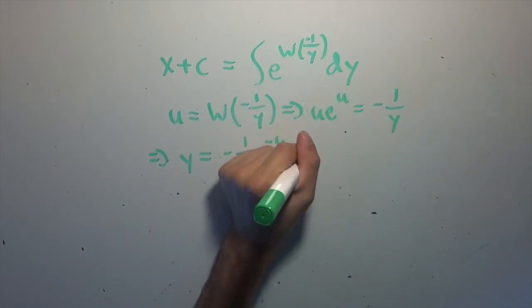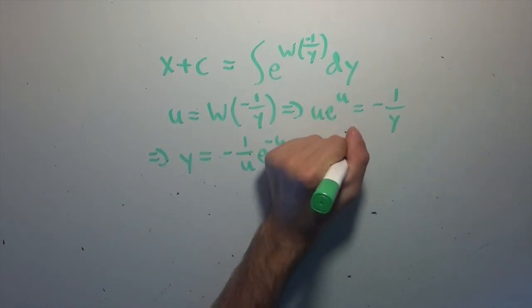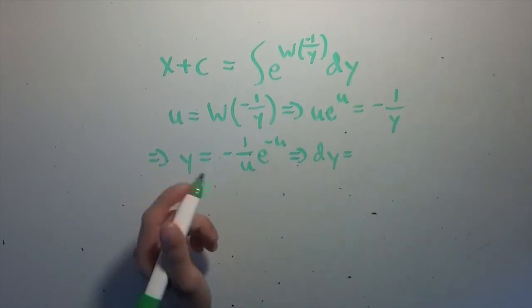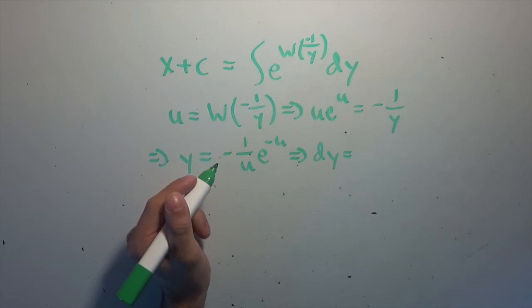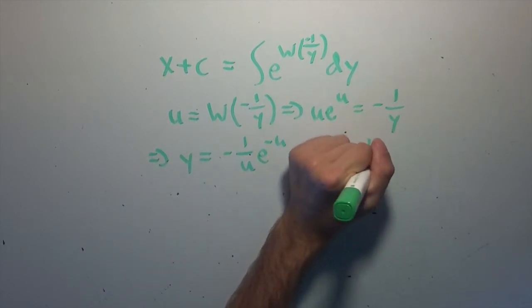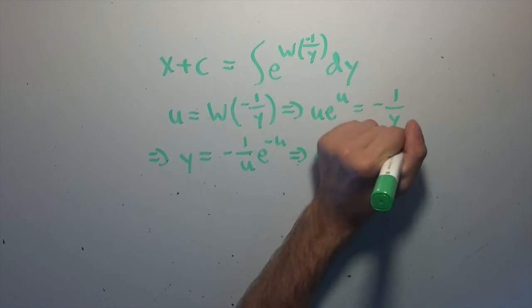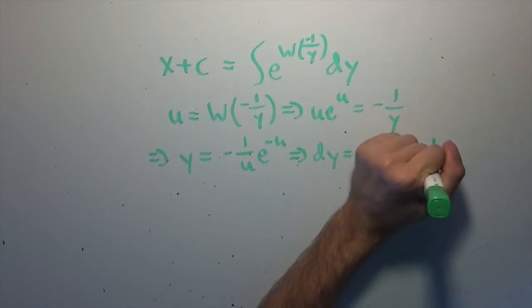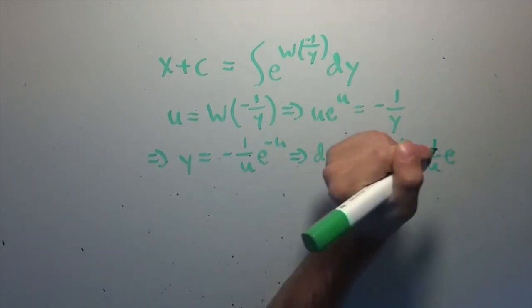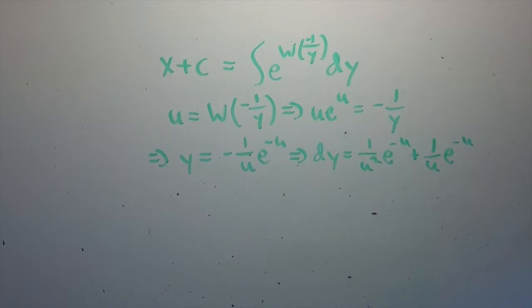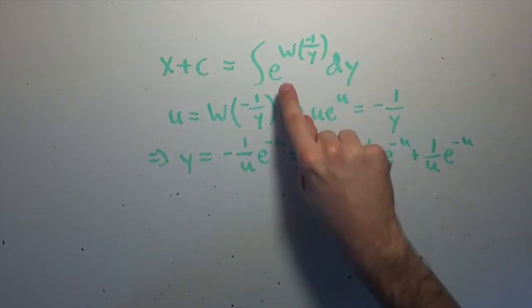And that tells me that dy is equal to, what do we have? We have the derivative of the first part, which is 1 over u squared times e to the negative u, plus 1 over u times e to the negative u. Right? That's very nice. And that's dy, right? And then we have to multiply it by e to the u, right?